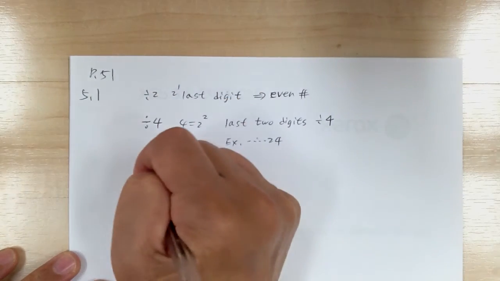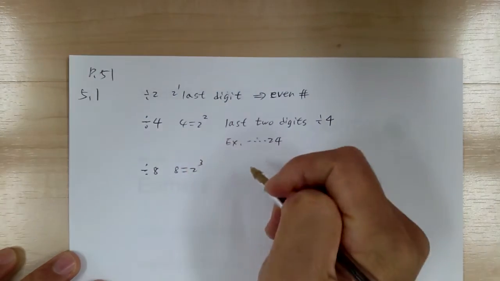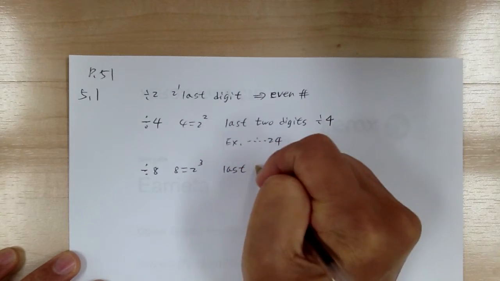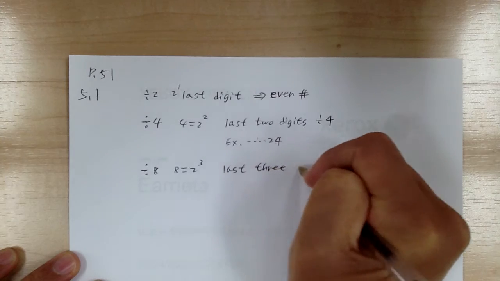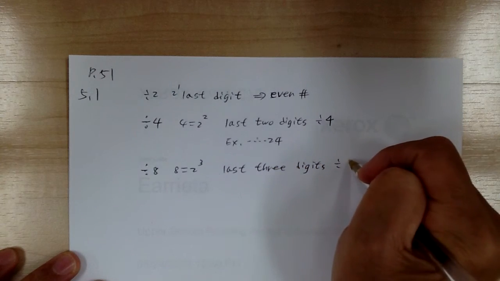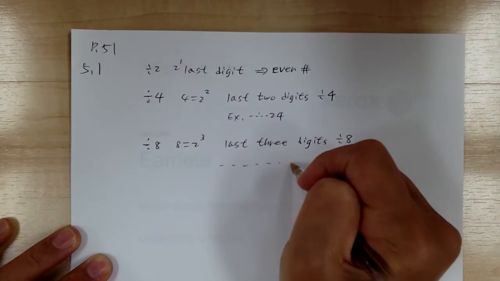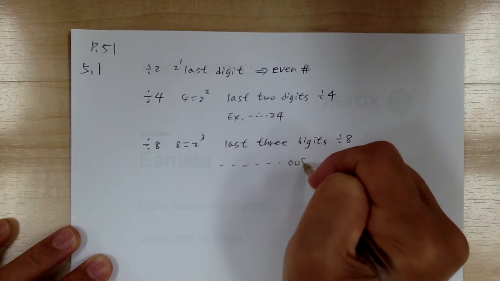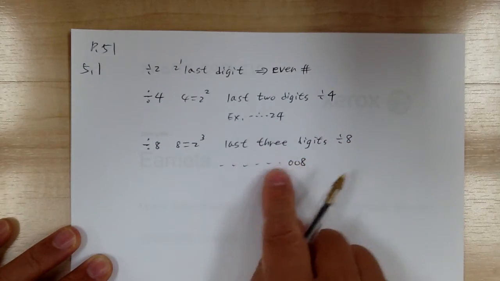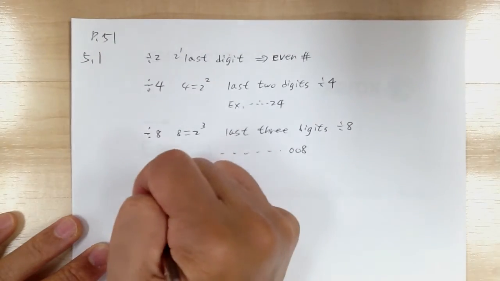Then the next one is divisible by 8. Okay, so 8 is equal to 2 to the 3 power. So you look at the last 3 digits. The last 3 digits have to be able to divide by 8. So you can have all sorts of digits as long as the last 3 digits are like 0, 0, 8. Then this is divisible by 8. It doesn't matter what digits are out here. So look at the last 3 digits. So you keep going with the pattern.